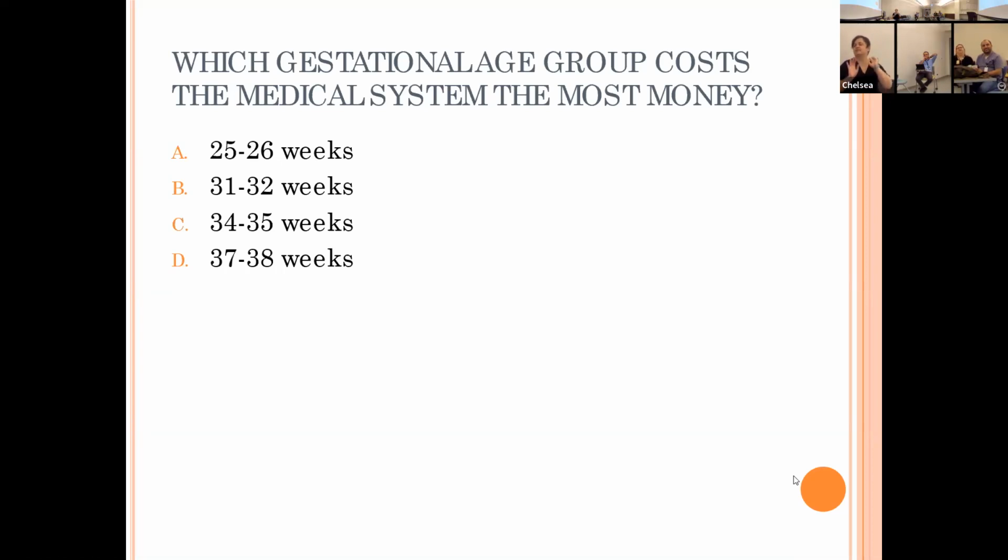Which gestational age group costs the medical system the most money? 31, 32, because there are the hugest number of preterm babies. Per baby? The entire healthcare system. The birth and initial hospital stay healthcare system, not ongoing services after they go home. I'm going to stick with C. It's actually D. Yep, because there's so many of them. They're individually cheap, but they're the vast majority of babies, right?